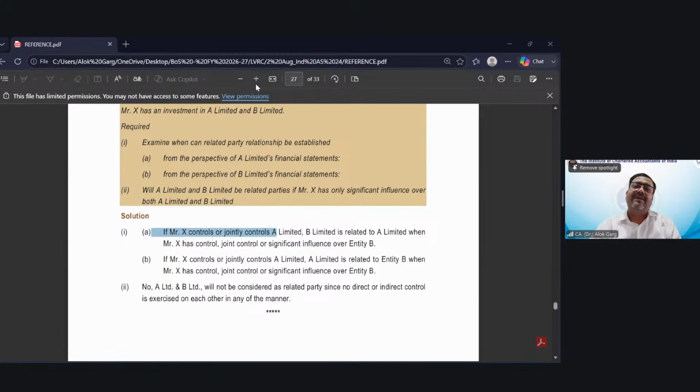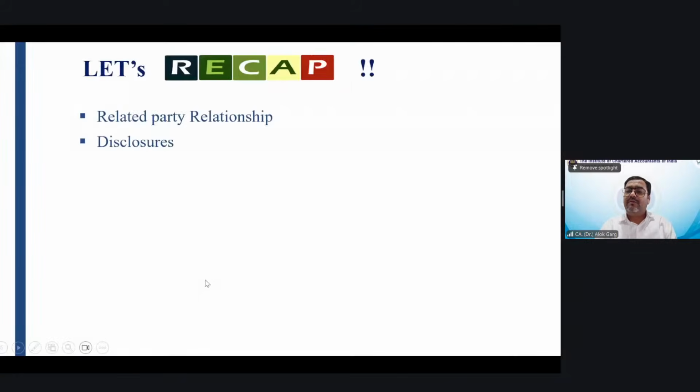Great. So my dear friends, my dear students, I have covered this entire related party standard in detail, right? With so many examples, right? But when there is significant influence and joint venture, yes, it is a related party. So friends, we understood related party relationship and the disclosure in this standard.